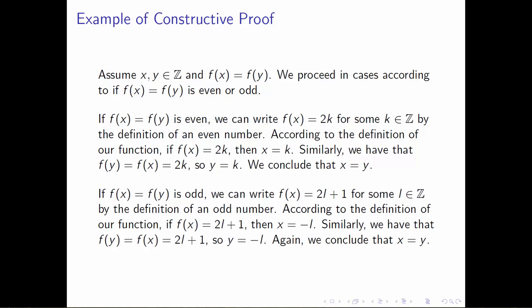At this point, we've covered all cases. All numbers are either even or odd. We've covered both cases, and in both cases, we came to the same conclusion, that x is equal to y, which is what we needed to do in order to show that this function f was injective, one-to-one. So at this point in time, the proof is complete.